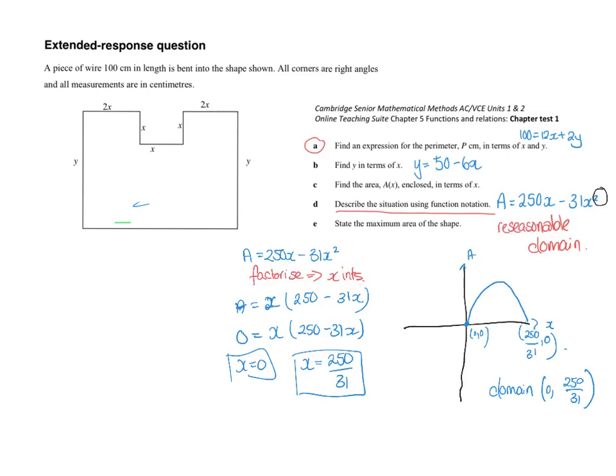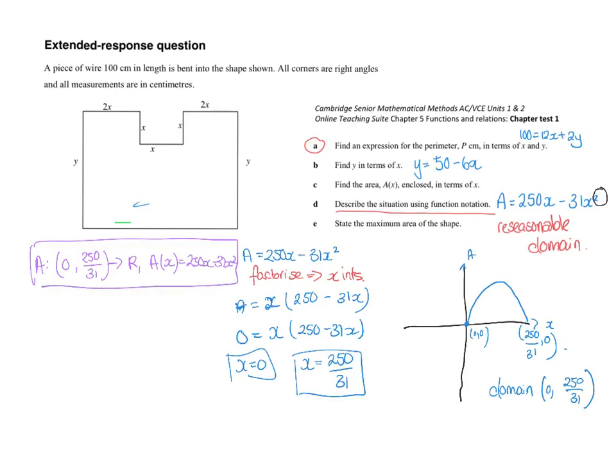So if we now write that out in set notation, we've got the domain to write out as, so you know how we see that set, so we might say A is a function with this as our domain, anything between there, set onto the real field, and then we'll put the formula for area of x equals 250x minus 31x squared. Okay, so there's our thing.